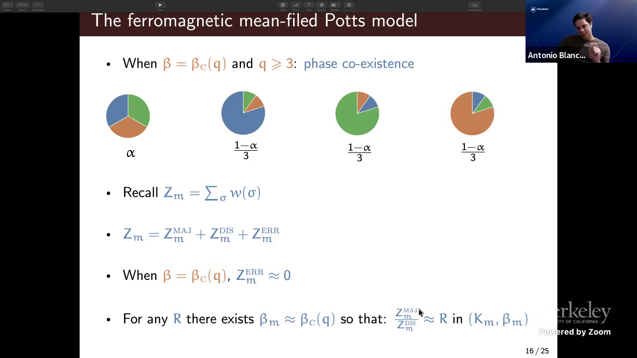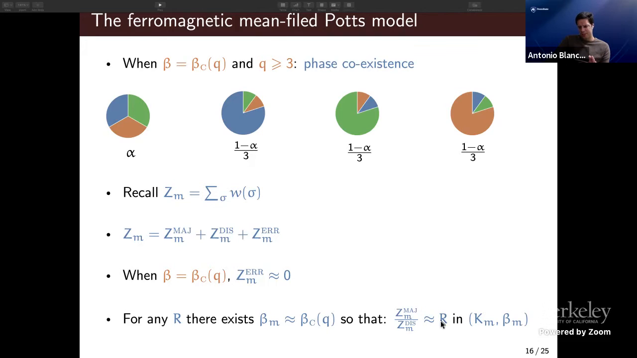What we need is this very specific manifestation of this phase coexistence phenomenon, this property that says that for any reasonable R, we can pick a value of the parameter beta so that if we look at the ratio of the majority partition function and the disorder partition function, it is going to be roughly equal to R. Okay, this is going to be important for our reduction.